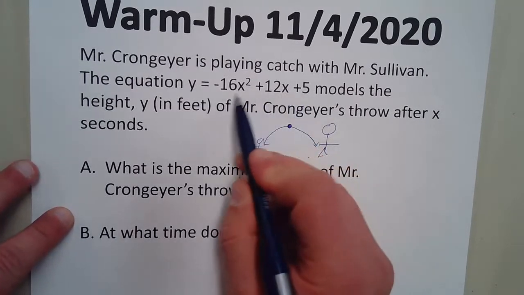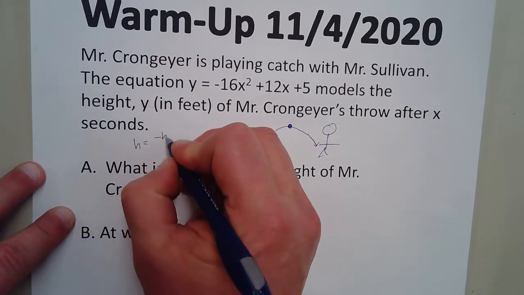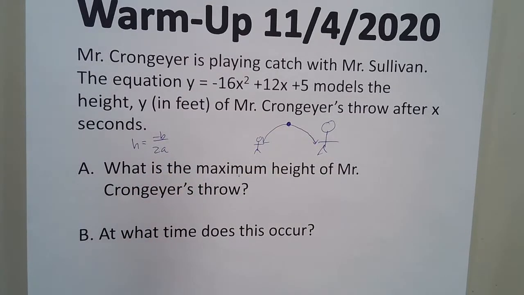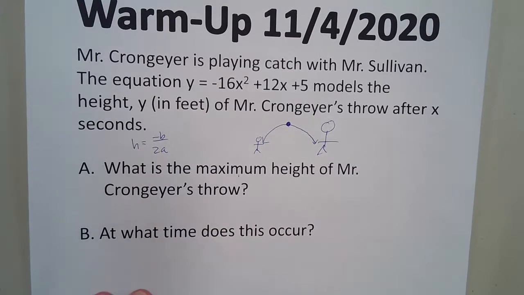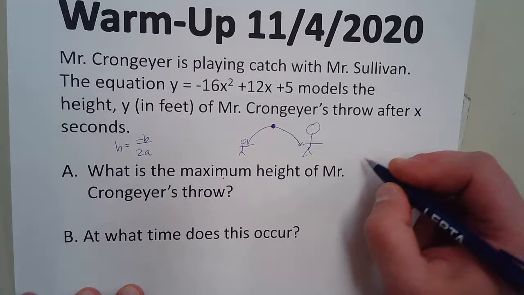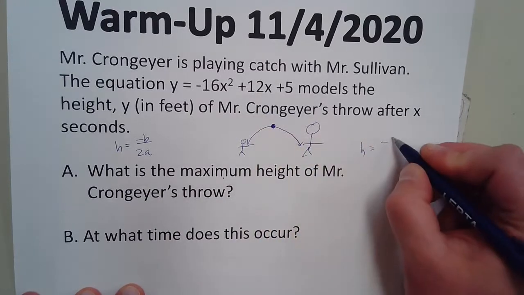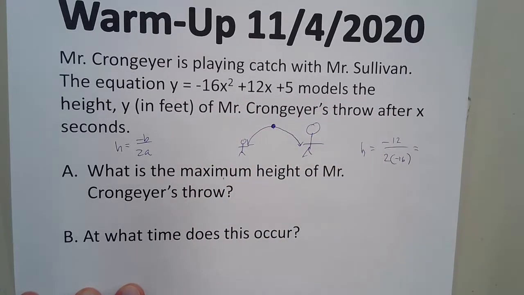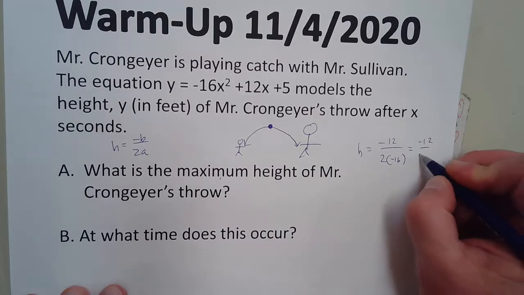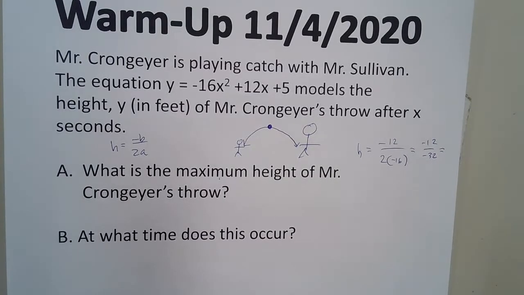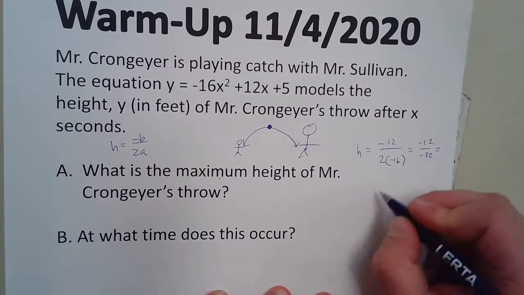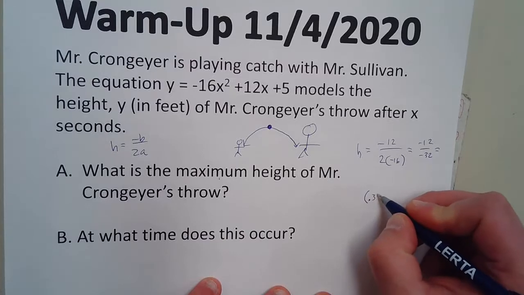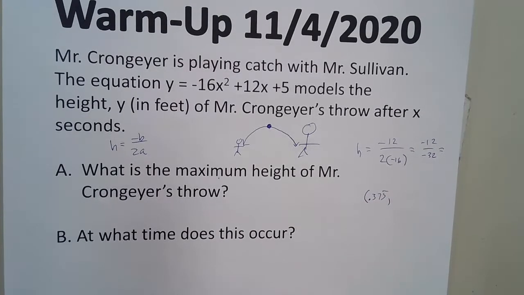We know that if we have an equation in standard form, then h equals negative b over 2a can be used to find the h coordinate of the vertex, and then you can substitute that in to find the k. All right, so let's go ahead and do this real quick. For the h equation, we do negative b, so it's going to be negative 12 over 2 times a, which is negative 16. When we work that out, that's negative 12 over negative 32, which is going to be some decimal. Let's see if we get there. Negative 12 over negative 32 is 0.375. So as I'm coming up with my coordinate here, 0.375 is my h value.